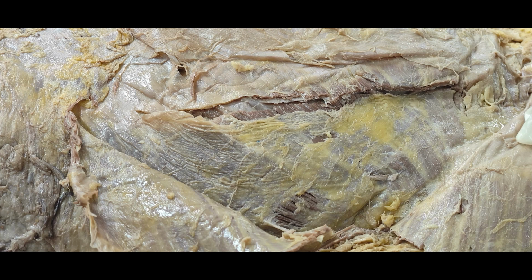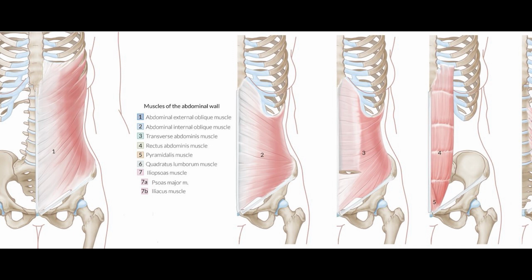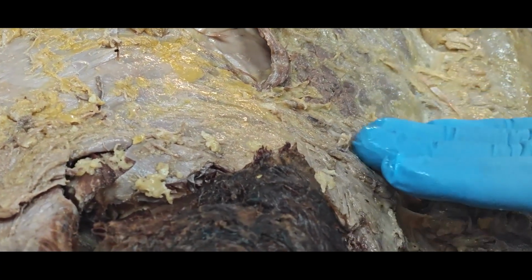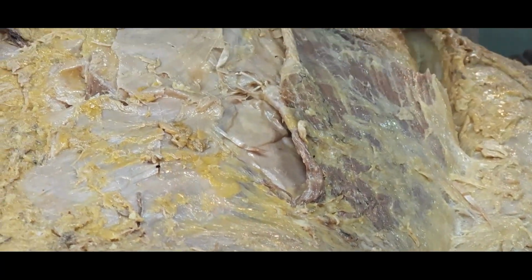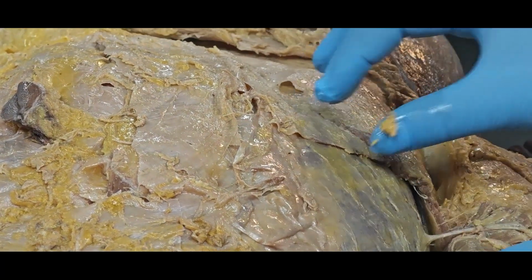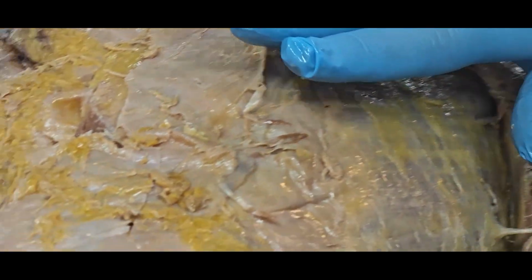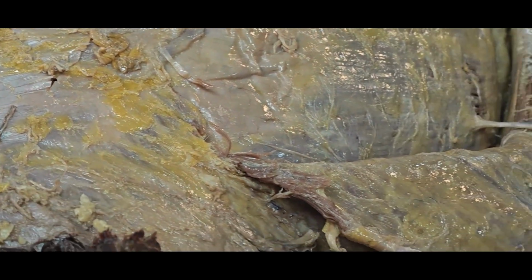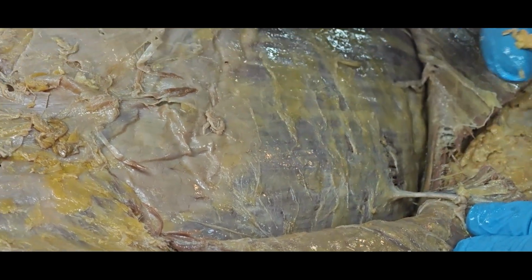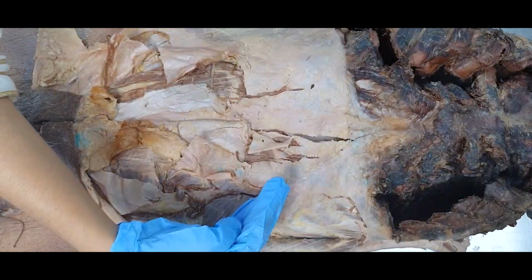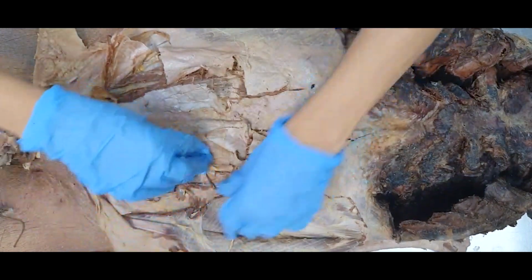The lateral muscles are, as you can see, by the direction of fibers. This is the external oblique muscle along with its aponeurosis. If we reflect the external oblique muscle, then you can see the direction of fibers just 90 degrees to the fibers of external oblique. This is the internal oblique muscle along with its aponeurosis, which is forming the rectus sheath.